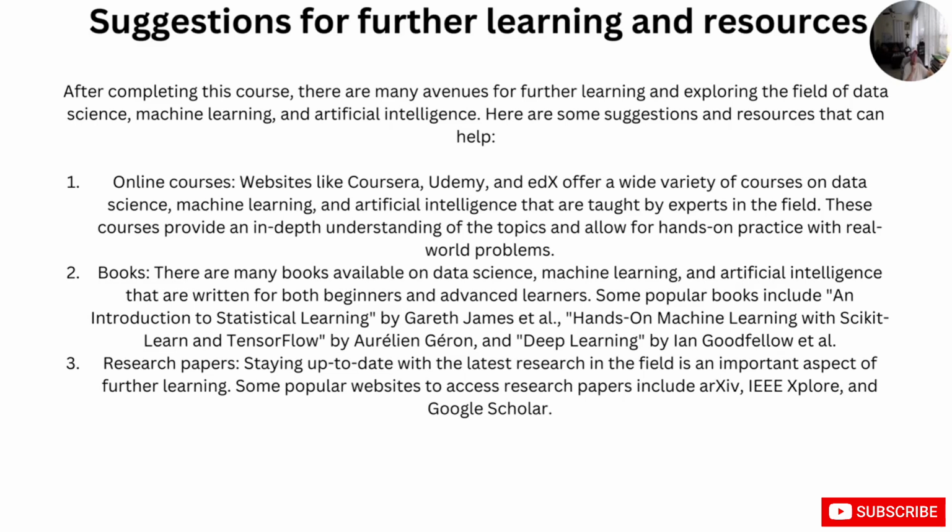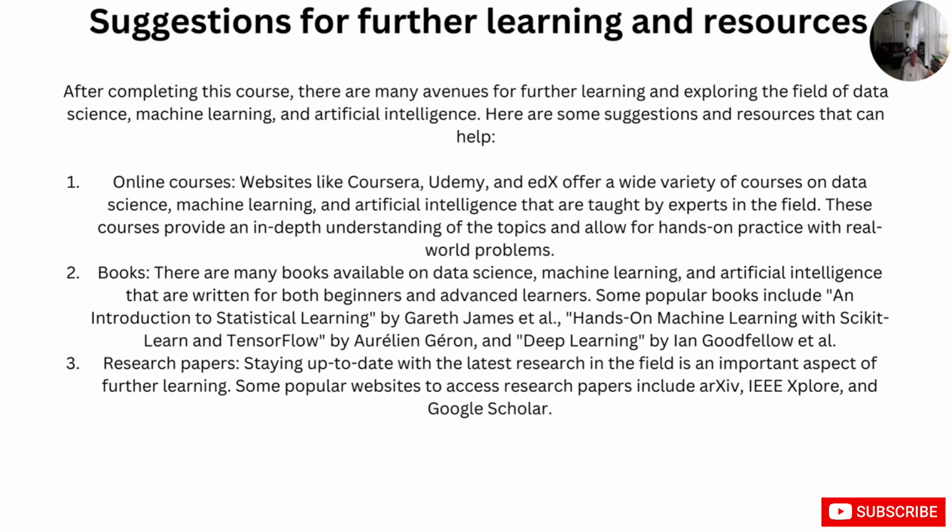Suggestions for further learning and resources. After completing this course, there are many avenues for further learning and exploring the field of data science, machine learning, and artificial intelligence. Here are some suggestions and resources that can help. Number 1, online courses. Websites like Coursera, Udemy, and edX offer a wide variety of courses on data science, machine learning, and artificial intelligence that are taught by experts in the field. These courses provide an in-depth understanding of the topics and allow for hands-on practice with real-world problems.